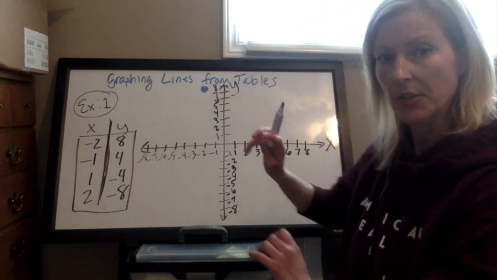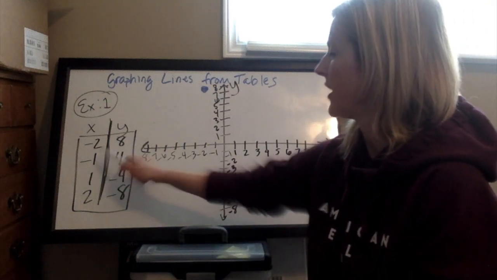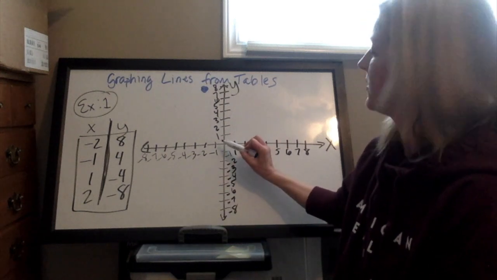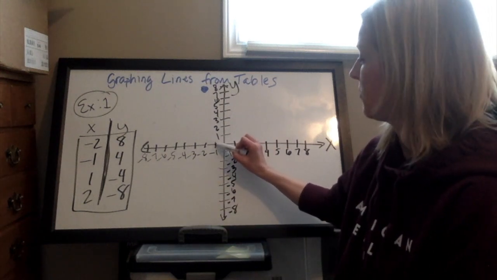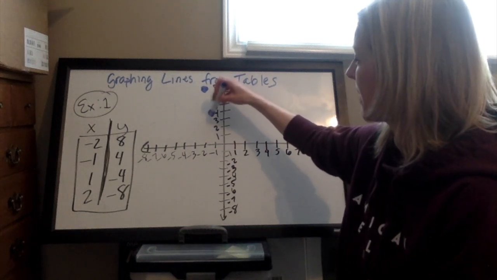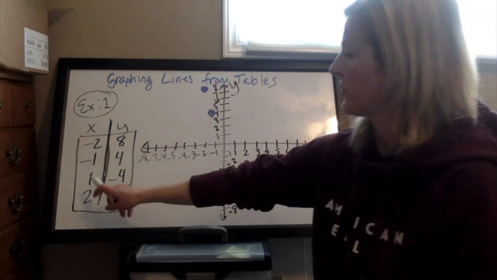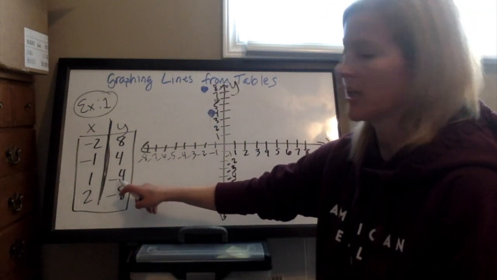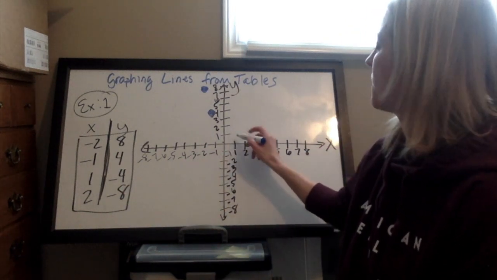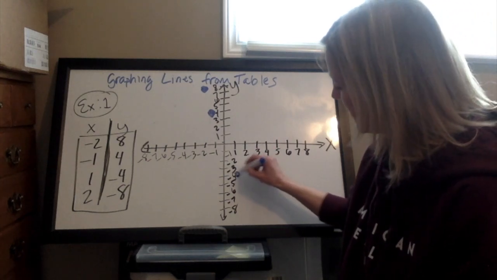So switch pens. I'm now doing blue. Okay, so then my next point is -1, comma, +4. So I start at the origin again, and I'm going to go over -1, up +4. And I'm going to make a beautiful dot. Okay, next one is 1, comma, -4. So I'm going to start from the origin. I'm going to go over +1, down -4.